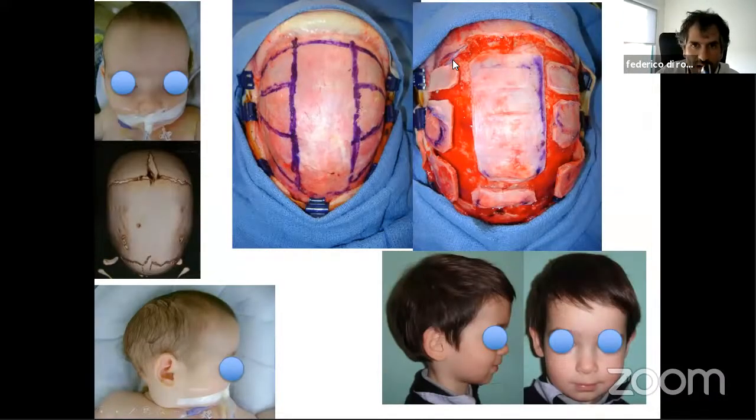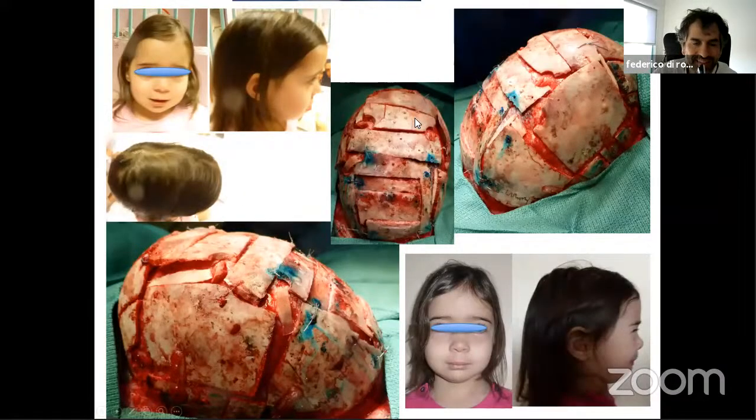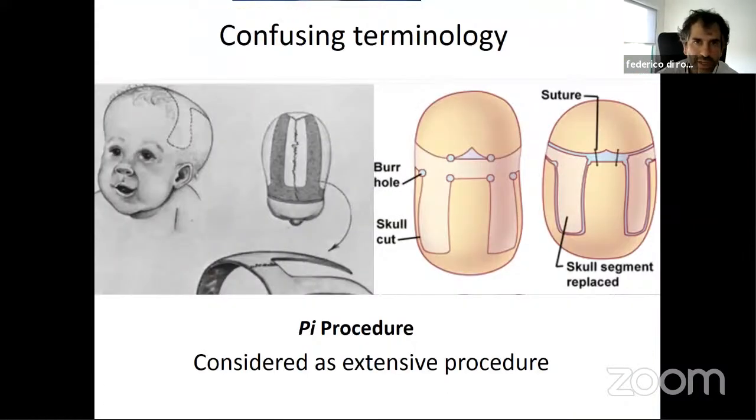You see there is a large opening with barrel staving. There is a removal of the complete bone, which is only placed back to cover the dura. Is this not much different, in terms of extension of the osteotomies, from something done later on in an older child? So this confusion exists because of this terminology problem, which would need a proper description. You see that the confusing terminology is also seen in the books. This is a picture taken from a description of the Pi technique. And you see that the suture was actually patented in the drawing. So you see that the confusion sometimes goes very far.